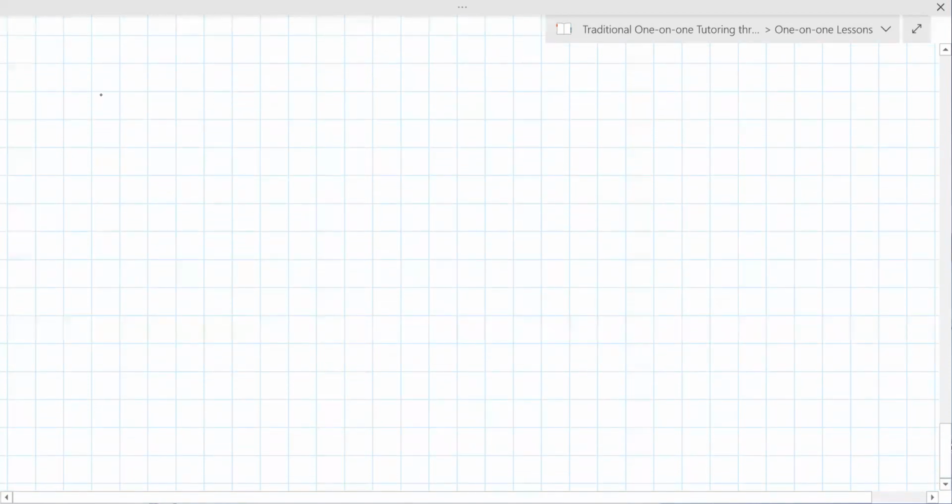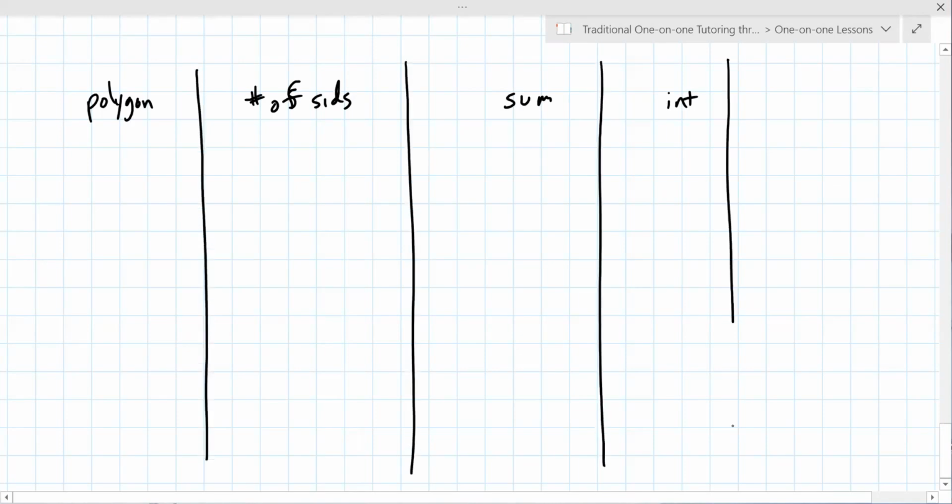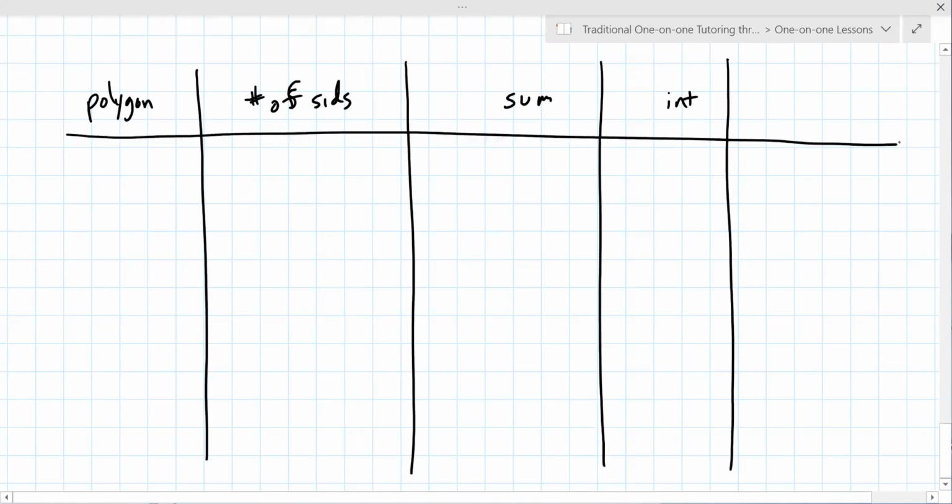Okay, so we're going to summarize here in a little table. We're going to go with the polygon, number of sides, the sum, and then the interior angle. And then we're going to add one more thing to this in a moment. So for a triangle, it has three sides. Its sum is 180, and each interior angle is 60.